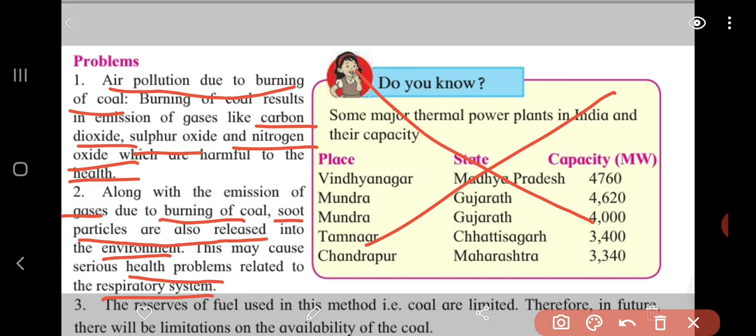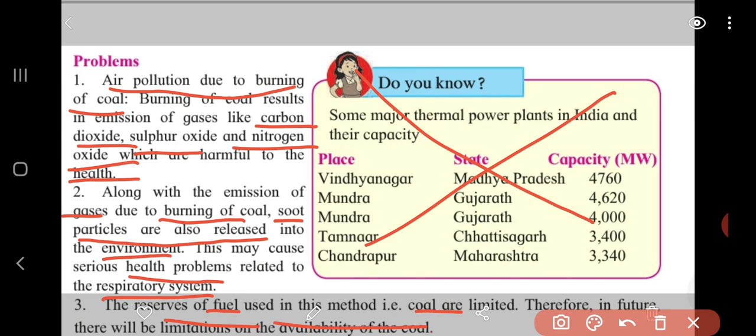The third problem: the reserves of fuel used in this method, that is coal, are limited, and therefore in future there will be a limitation on the availability of coal. Okay, so these are the three major problems. The question may come: what are the problems associated with a thermal energy power plant? So you are supposed to write all these 3 points.